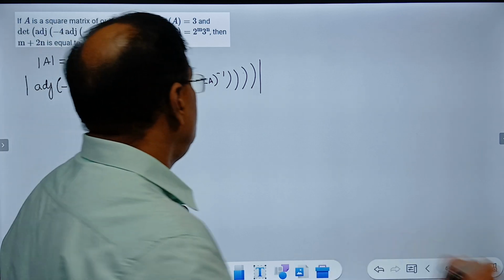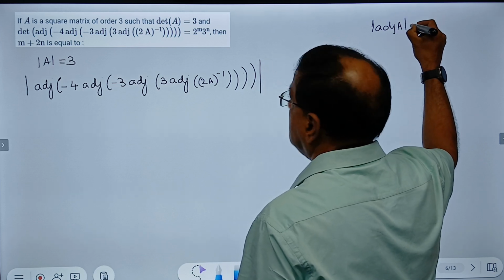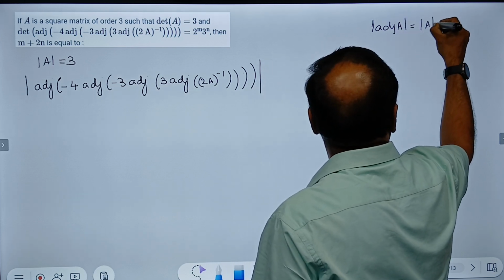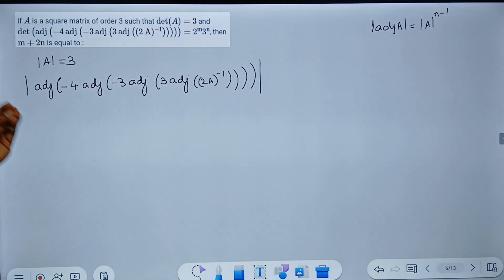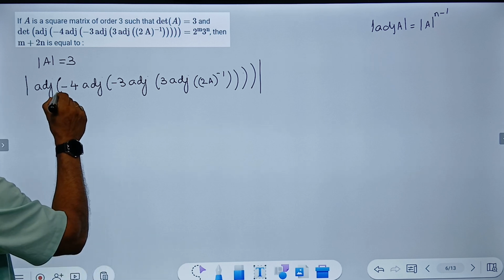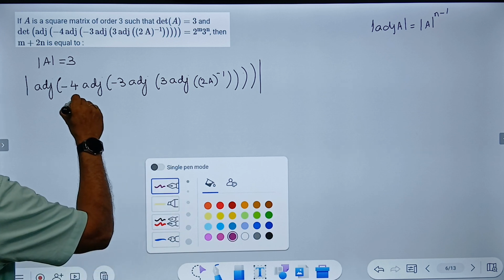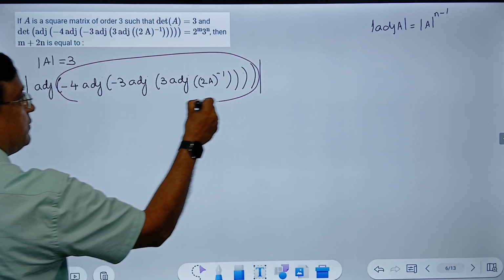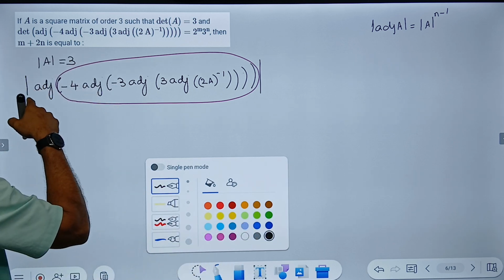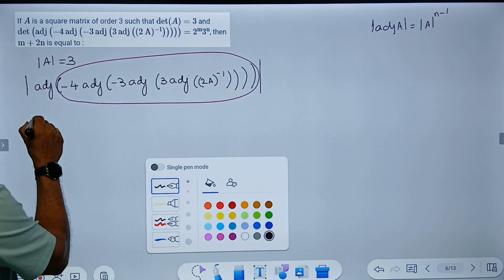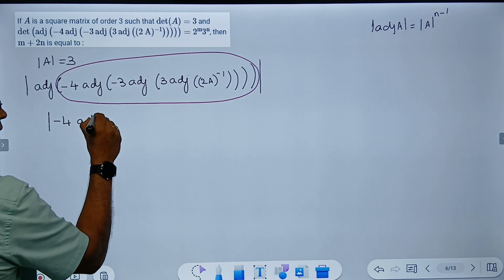Okay. You all know determinant of adjoint of A is nothing but determinant A to the power of n minus 1, where n is the order of the matrix, correct? So I'm just going to use that property. I'm going to treat this entire term as A. This entire thing will be taken as A. If I consider that as A, what is determinant of adjoint of A? It is nothing but determinant of A. So I'm writing A.